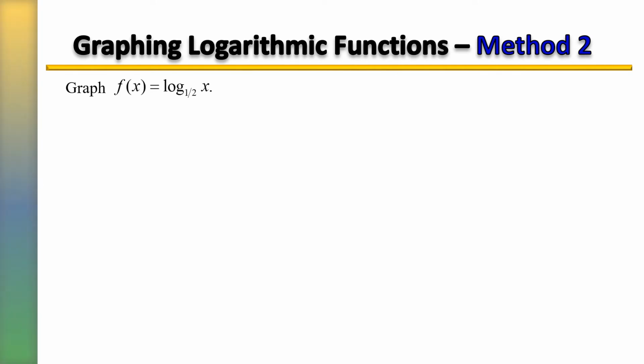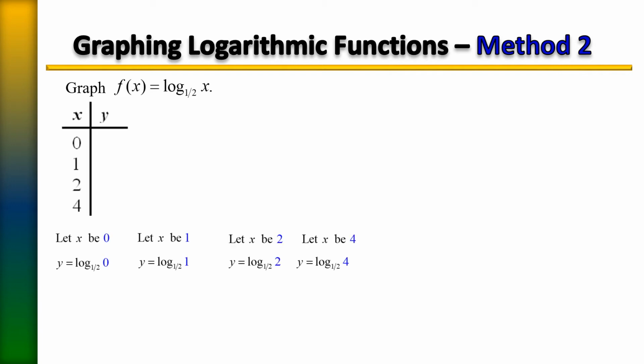Now we're going to graph this function by finding ordered pair solutions. So I'm going to go ahead and pick a few points for x. I'm going to use 0, 1, 2, and 4.